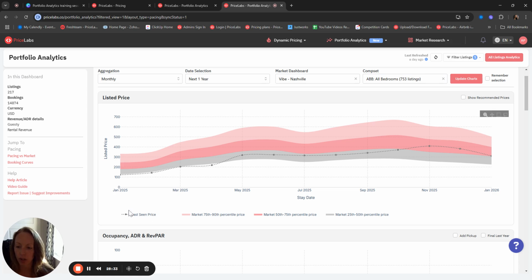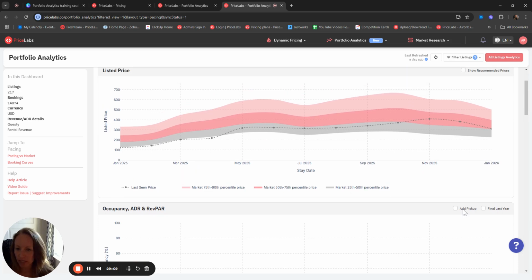And with showing your last seen price, you can see how you're comparing in an aggregate way if you're pulling many listings, right? So keep in mind that if this is your whole portfolio, various bedroom sizes, it's going to take the average of all of them. So you can be very specific with how you filter your data and be very specific with your comp set. So you're comparing apples to apples, and it will be a more detailed and applicable story.